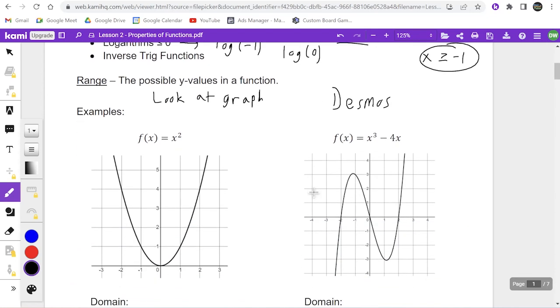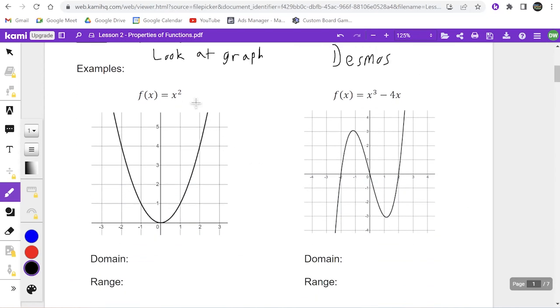So here's some examples where we're going to find domain and range. The first one is x squared. Think about it this way. You look at the function, negative infinity to positive infinity for the x values. There's no value for x that's going to break the function. I repeat, no value for x that you can plug into x squared that's going to break this function.